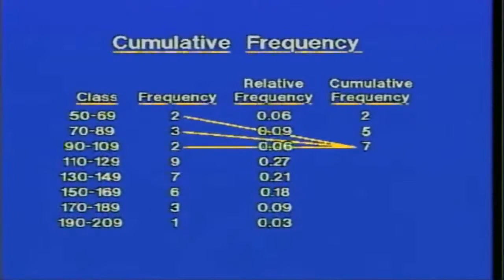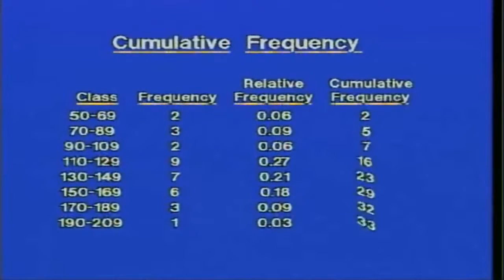Now, for the next one, it would be the 7 that we just arrived at plus the very next one, which is 9. 7 and 9 would be 16 to give the next item. And we can continue like that all the way to the bottom of the chart. So here we have a list of the cumulative frequencies.